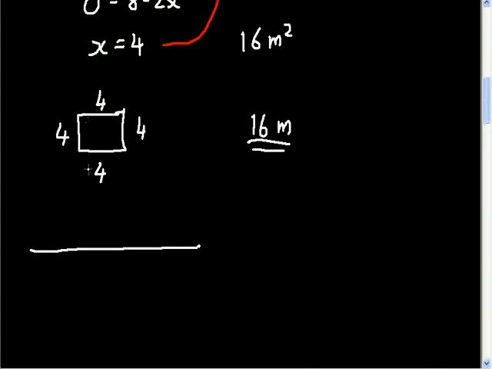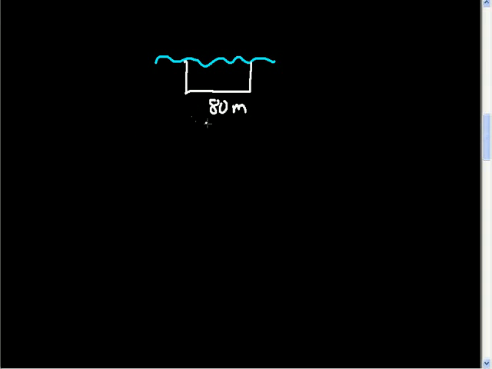So the optimal way to arrange this so you get the largest area for the fencing that you have, 60 meters of fencing, will be if you created a square. And that'll give you an area of 16 meters squared. Okay, let's look at another problem.